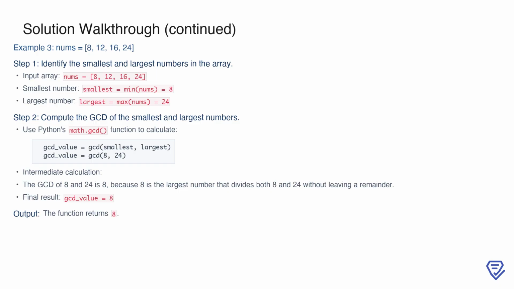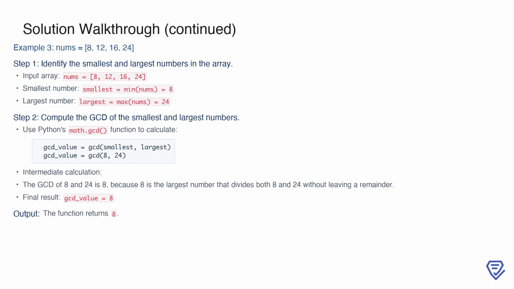In the final example, the input array is 8, 12, 16, 24. Again, the smallest and largest numbers are determined first. Here, the smallest number is 8, and the largest number is 24. Using the math.gcd function, we calculate the greatest common divisor of these two numbers. The GCD of 8 and 24 is 8, since 8 is the largest number that divides both 8 and 24 evenly. As a result, the function outputs the value 8 for this example.